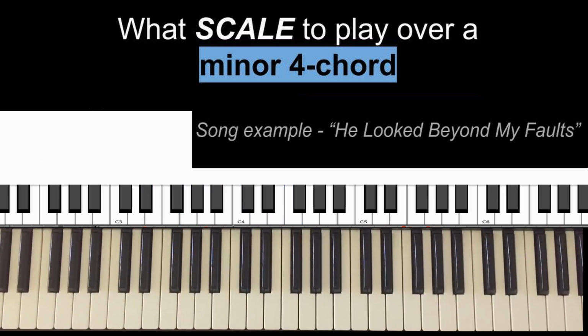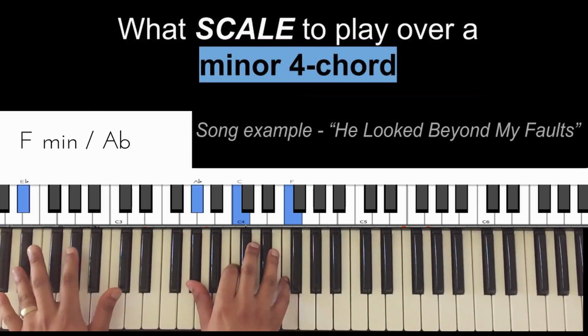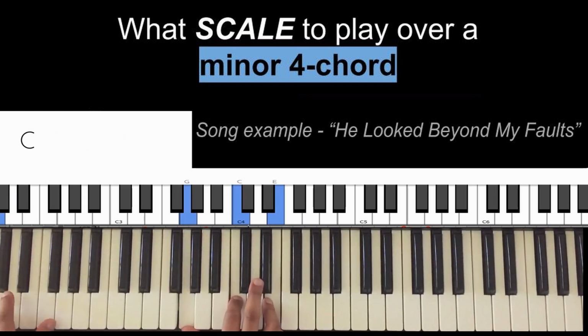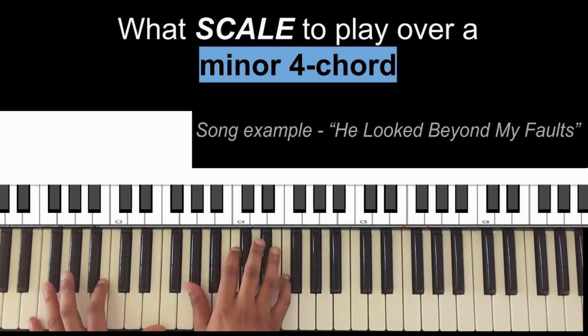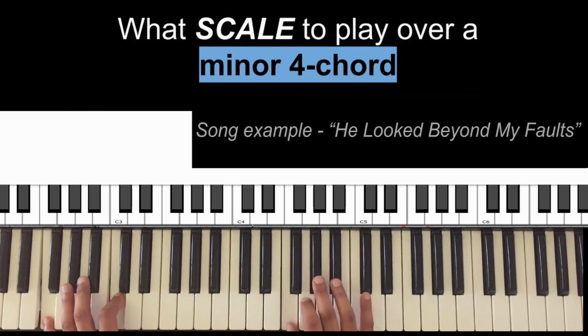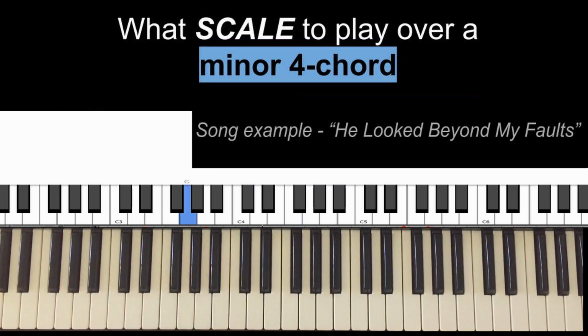So you can view it as a Dorian mode, or you can just look at it as an E flat major scale. So whatever key you're in, go to the 4 and go down a whole step, or from the 1, go up a minor third. And that's the scale you use over the 4 minor. So that's the scale, but we're going to take it a little bit further than that.